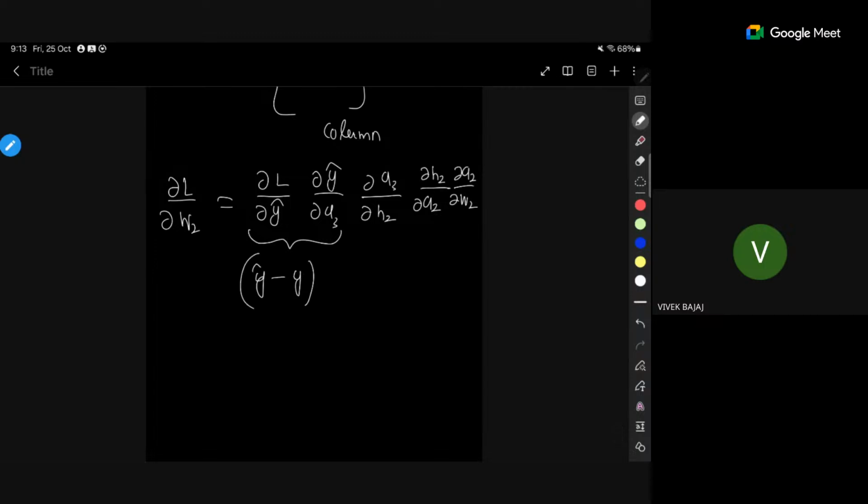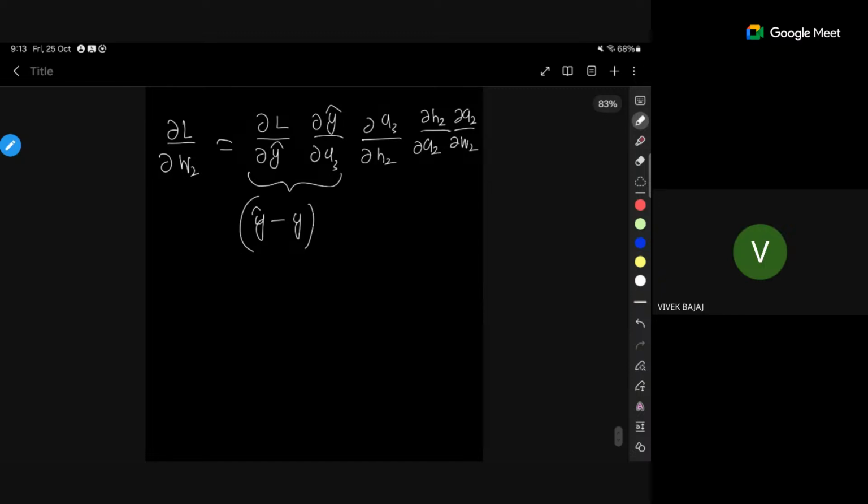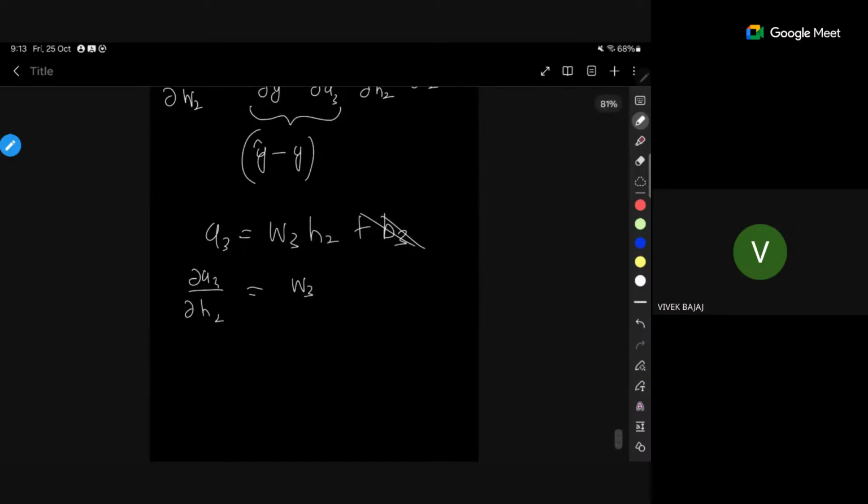Okay, let's do this one. What is going to be A3 with respect to H2? What is A3? A3 is W3 into H2 plus B3, right? Now if I do that with respect to H2, you can see this is going to be 0 and you'll get W3. But there is a catch.